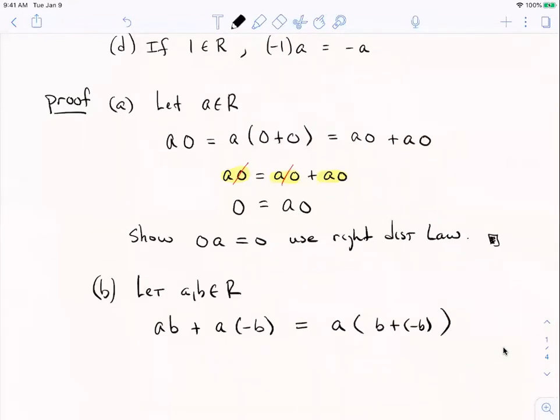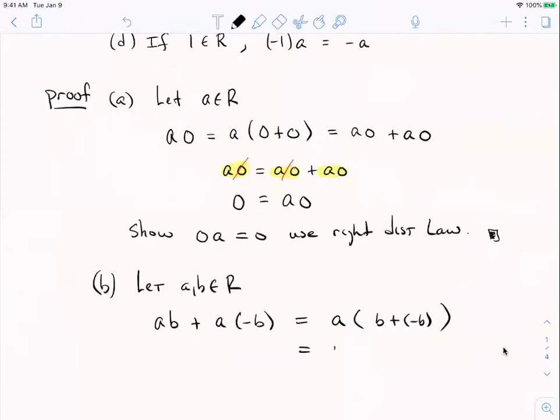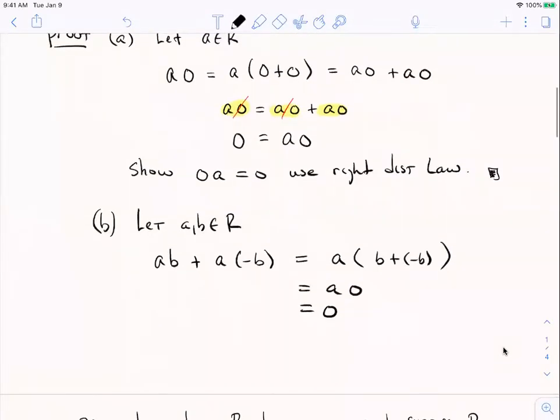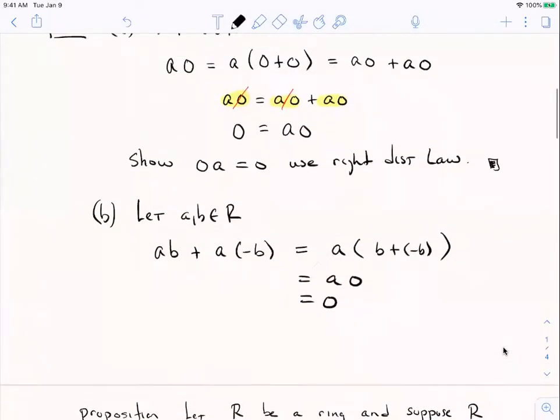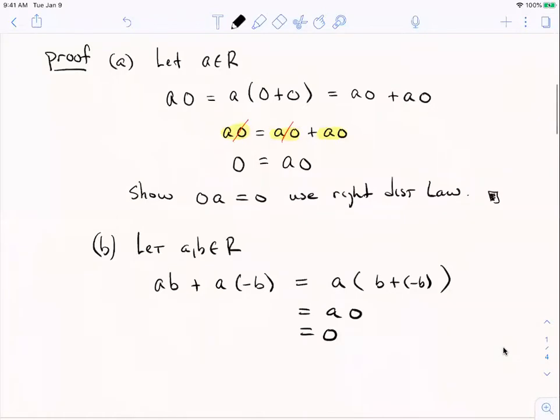So I get A times B plus minus B. Well, that's A times 0, and we just proved that A times 0 is 0. So technically speaking, I should also show, I ran out of room here, that A times the opposite of B plus AB is equal to 0. Well, there I'll just distribute again on the left. Minus B plus B is still 0.